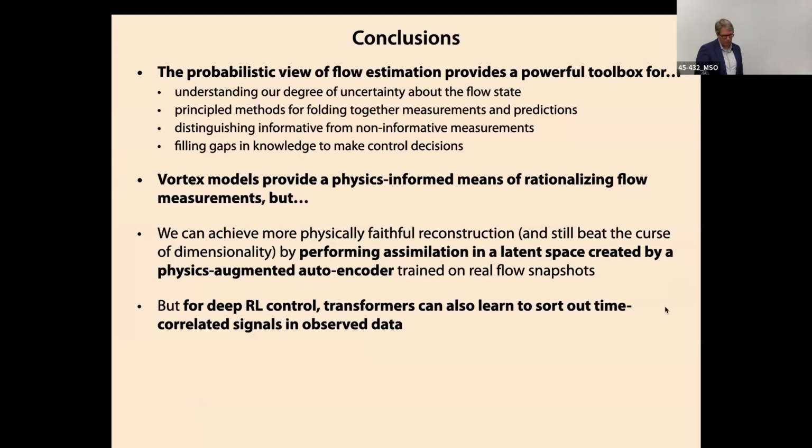So the conclusions I have are, I just want to emphasize this fact, and I think I'm speaking to the choir here. The probabilistic view of flow estimation is a very powerful toolbox, and I can't state that strongly enough, because it gives us all kinds of tools to do things we want to do. I think it tends to be forgotten sometimes in the machine learning community. But adding things like Kalman filters with neural networks is a nice combination of tools. So that's been very useful.